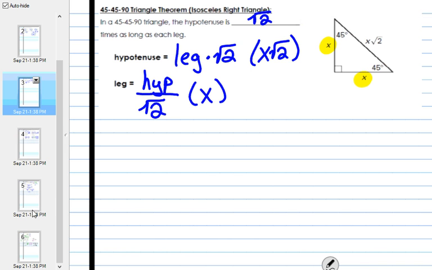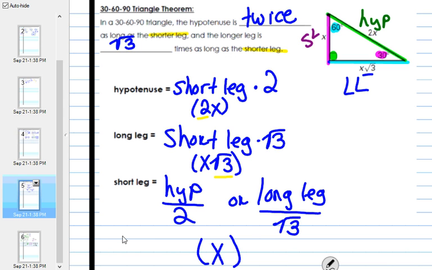30, 60, 90 is the one that's a little bit more complicated. There are 3 pieces. There's a short leg, a long leg, and a hypotenuse. So you need to know the short leg to find the hypotenuse or the long leg. We use the number 2, and we use the square root of 3.